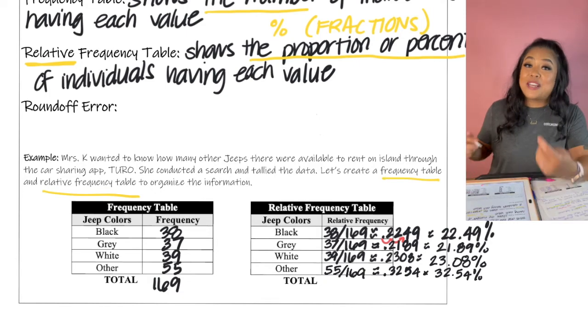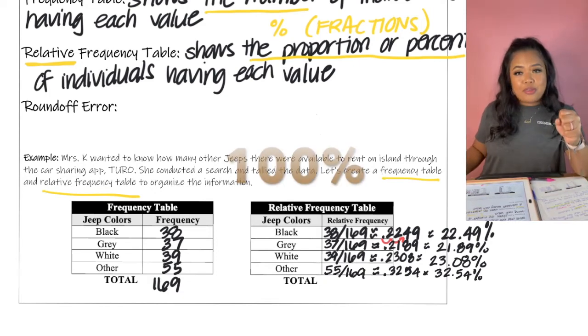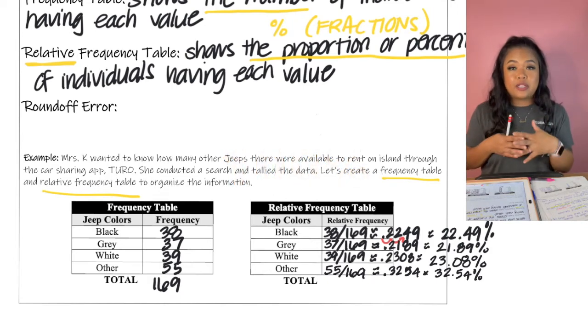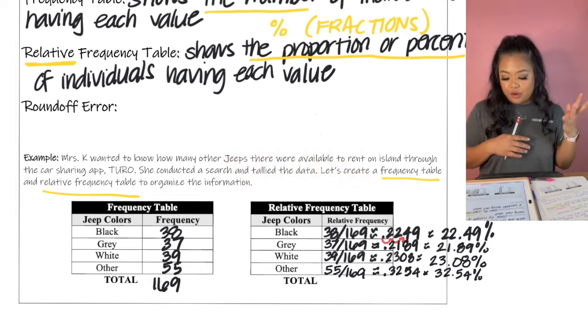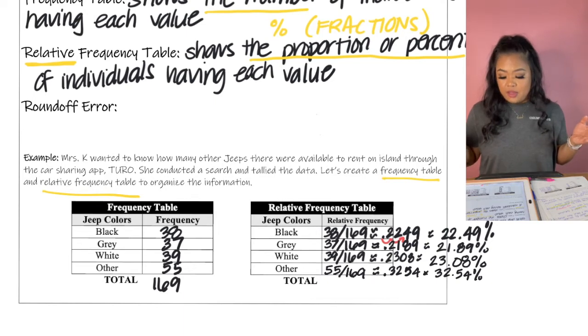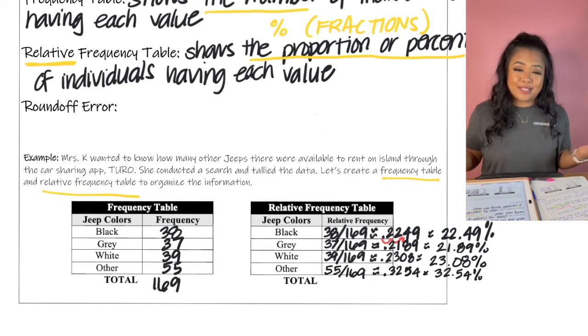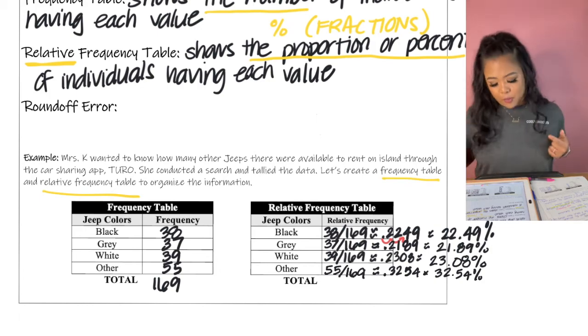Now, if you add up all those percentages, what number would you expect to get? I hope you're thinking 100%, right? If those are all the colors of the Jeeps that I found on Turo, black, gray, white, other, then if we add all those up, that should add up to the total, which is 100%, right? I hope that makes sense. I hope you're on the bus.